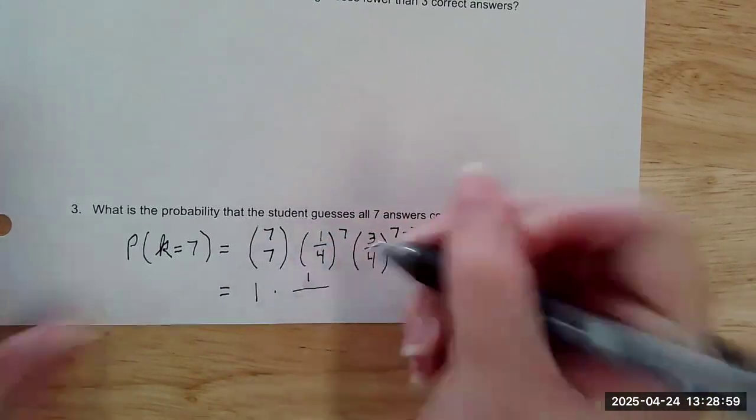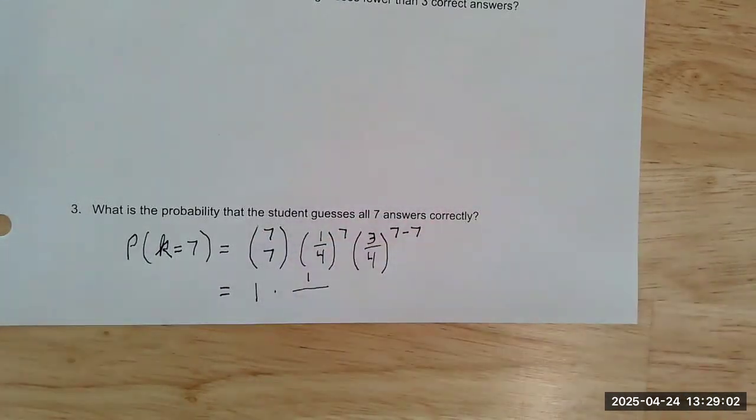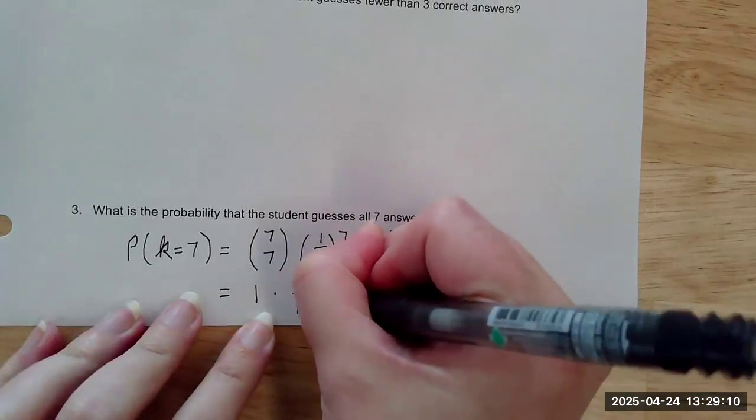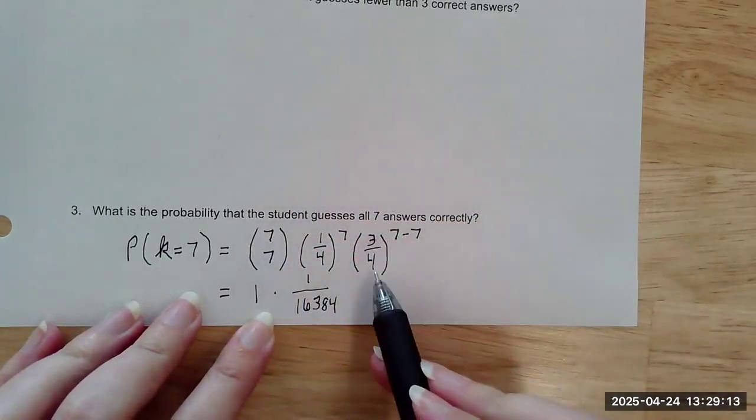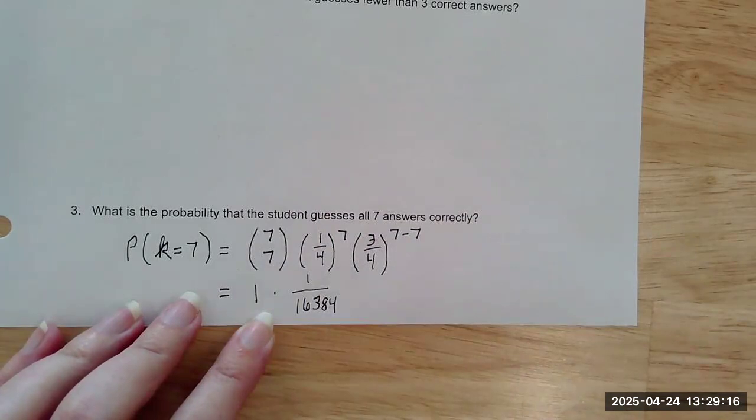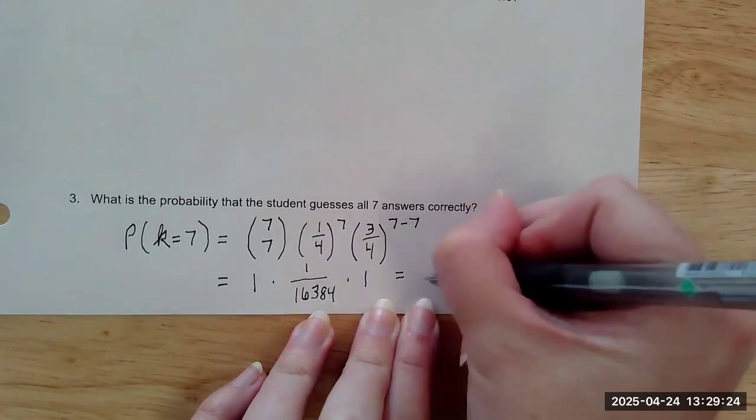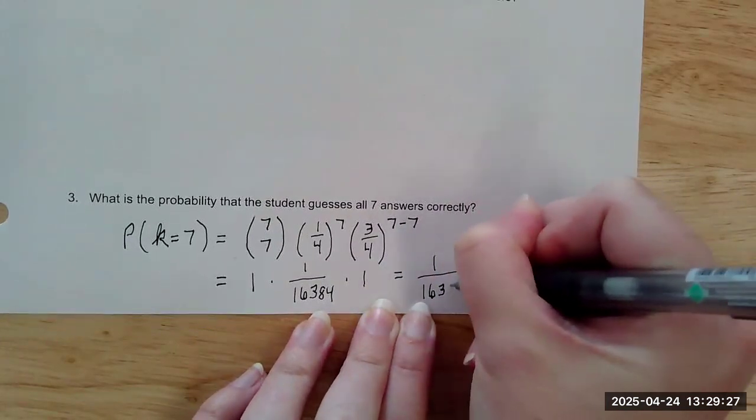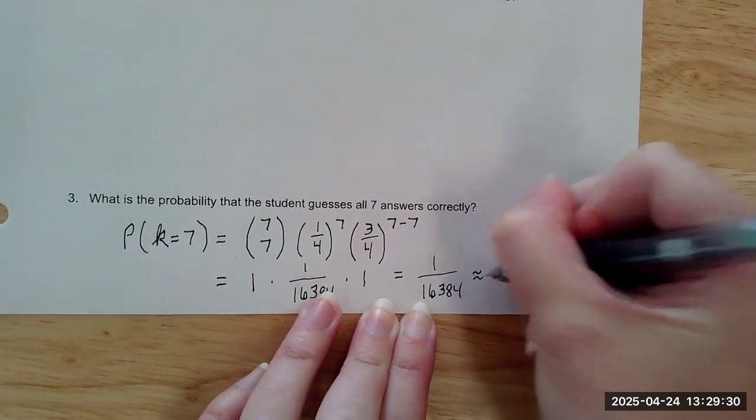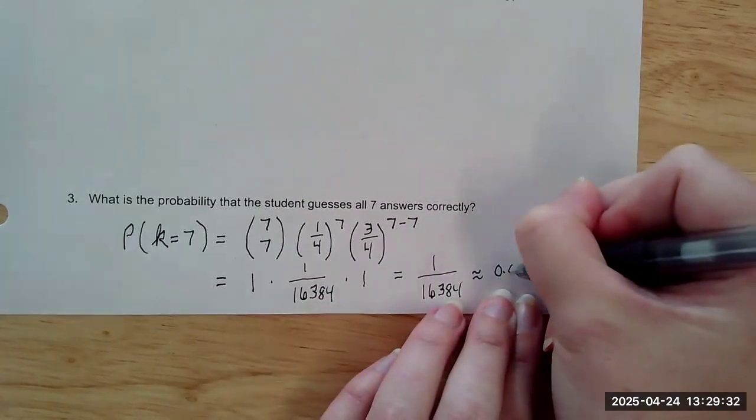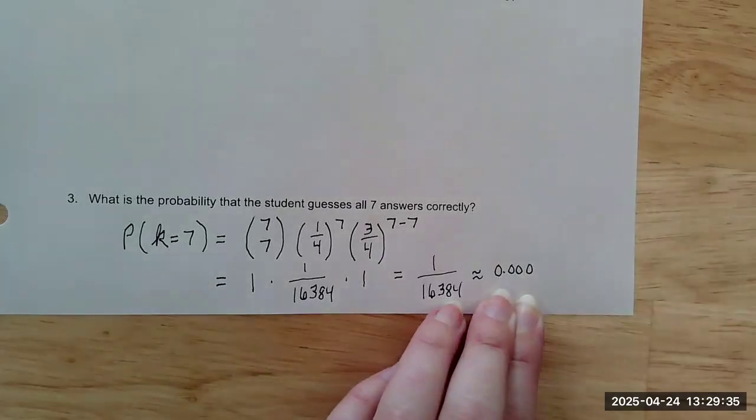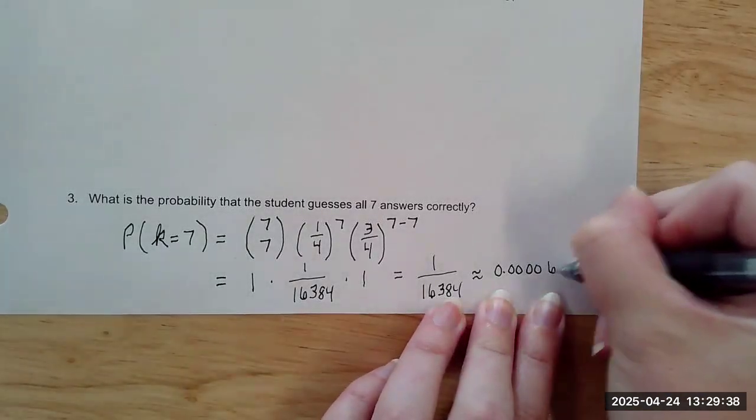So that's 1/4 to the 7th power, which is 16,384. And then 3/4 to the 0 power, anything to the 0th power is just 1. So we have 1 times 1/16,384. That's just 1/16,384, which as a decimal is approximately 0.000, let's see, I got one more 0 in there, 4 zeros.